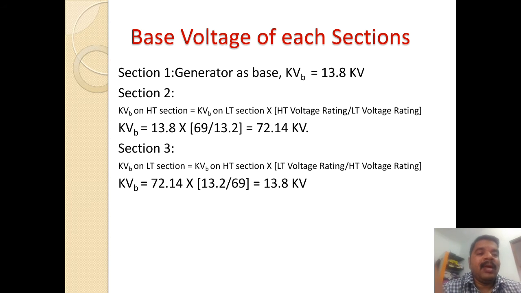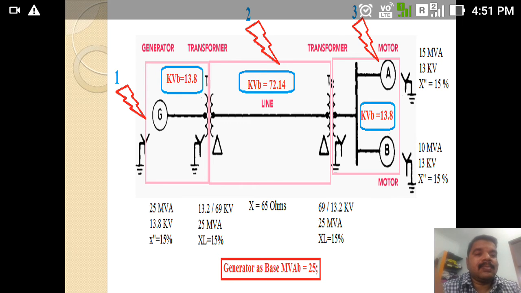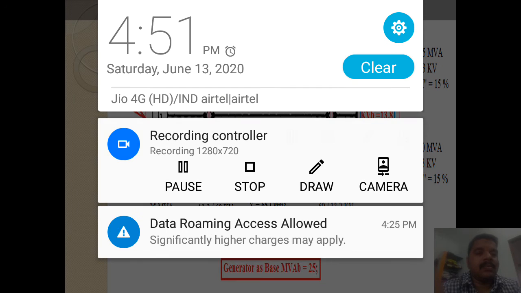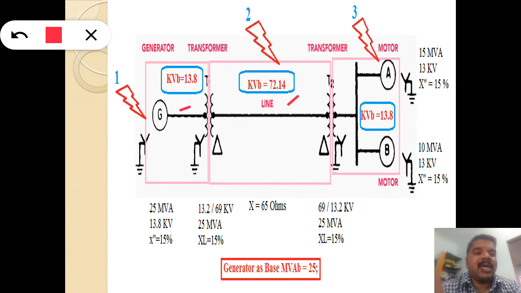That is the next step. In this diagram, we have to mention the three section parameters, the KVB value and the MVA base new value. KVB new for the first section is 13.8, for the second section is 72.14, and for the third section is 13.8. There are three KVB new values: section 1, 13.8; section 2, 72.14; section 3, 13.8.